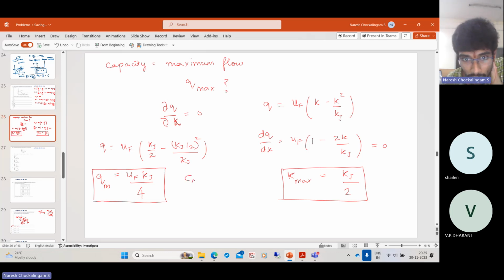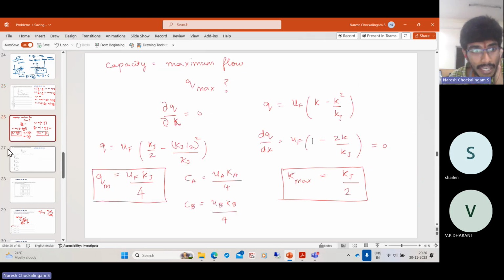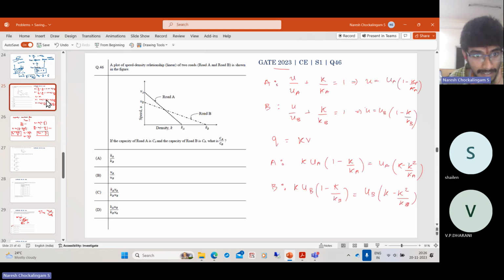So the capacity of road A is what? It is UA, the free flow speed of road A, multiplied by the jam density of road A by 4. Capacity of road B is UB KB by 4. And what are they asking? They are asking CA by CB. So CA by CB is UA KA by UB KB. So the correct answer is UA KA by UB KB.